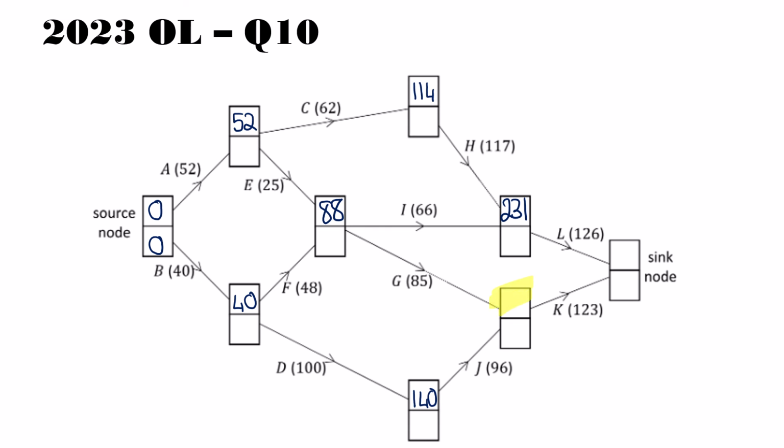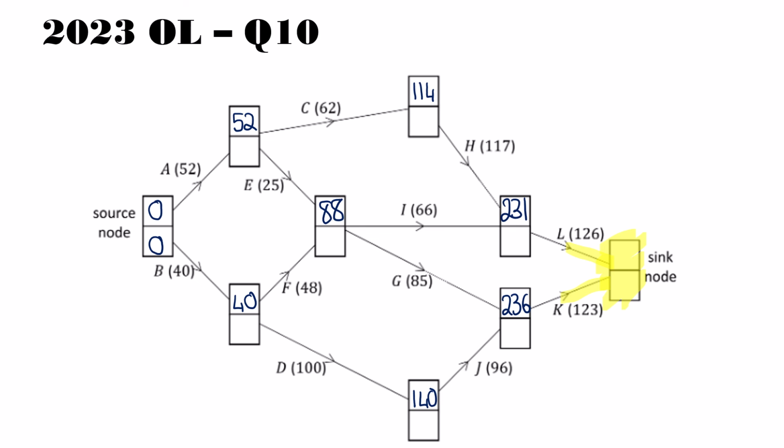So next we're going to look at this node here. Again, there are two ways feeding into it. We have 88 plus 85, which is 173. And then I have 140 plus 96, which is 236, which is bigger, and that's the one we're going to keep. So 236. So we're nearly at the sink node. Well, we are at the sink node. We're nearly finished our first pass, our forward pass.